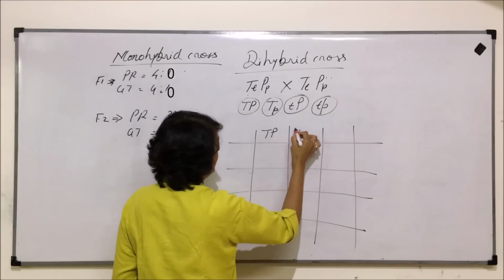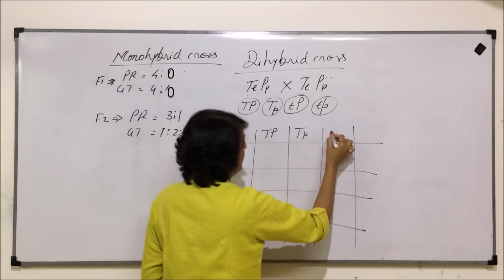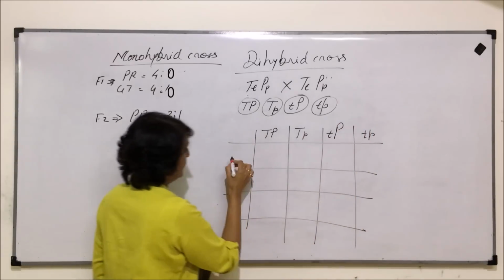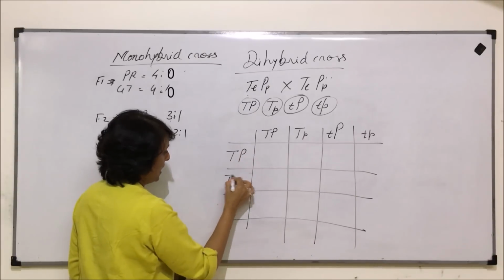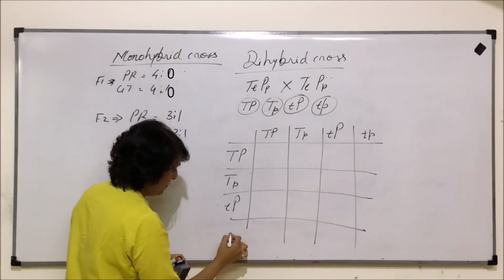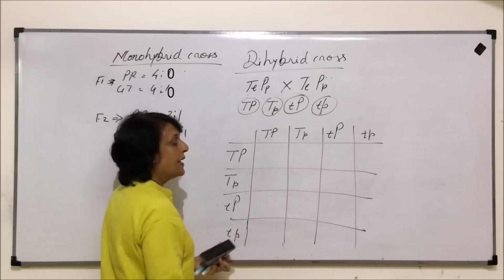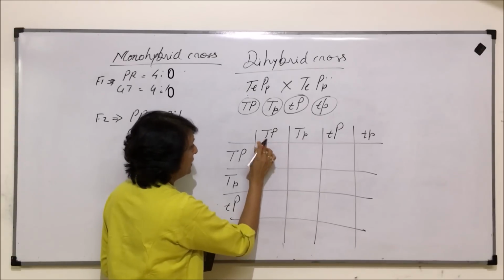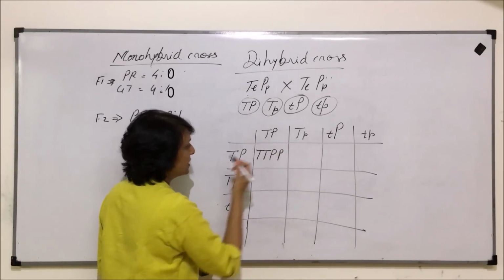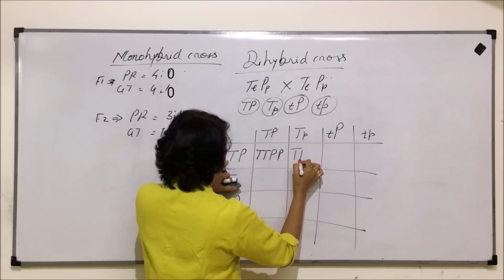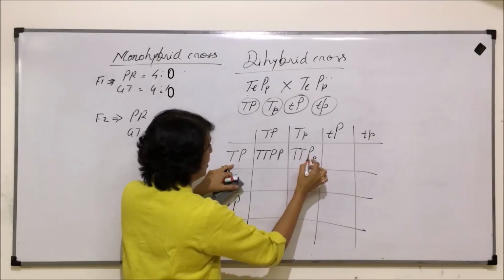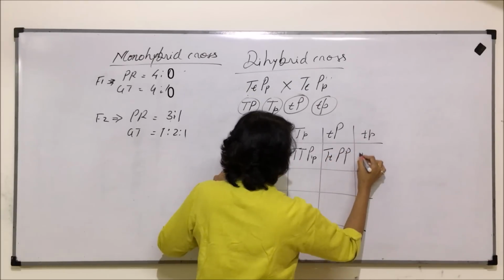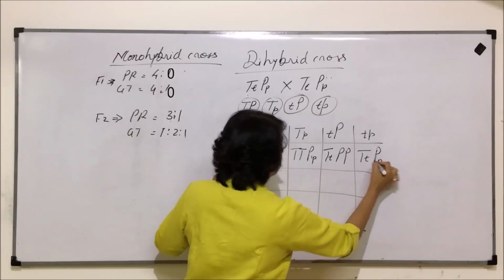Capital T, capital P, capital T, lowercase p, small t, big P, small t and small p. Same here, T and P, capital and small, small capital P, and these are all small. Now here we will fill up the Punnett square. This is going to be having both dominant for T as well as P. Here is going to be T and T, capital and small, capital T, small t, capital P, capital P, capital T, small, capital and small.